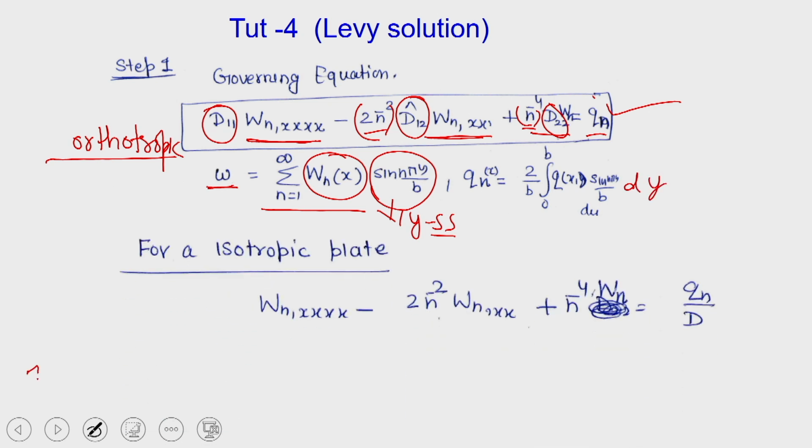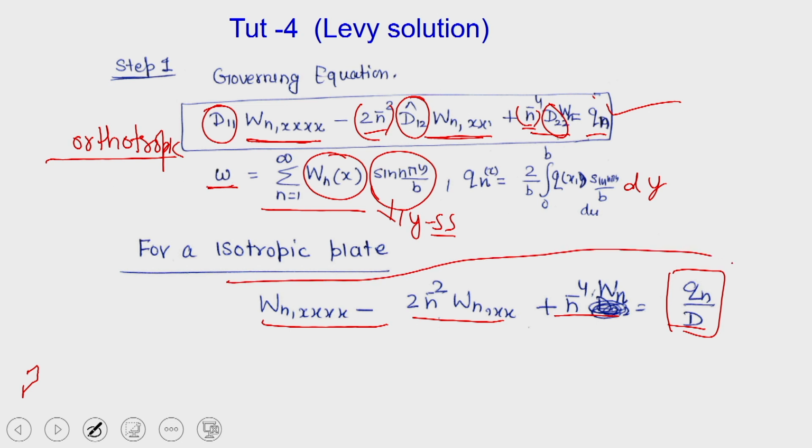Now, I am going to explain for an orthotropic plate, and similarly one can go for an isotropic plate. So, for an isotropic plate, this D becomes D only. So, D may be taken common out there. Now, this equation we are going to solve.